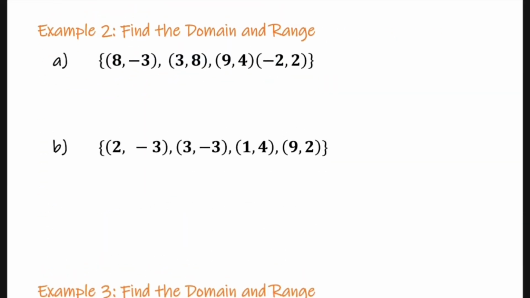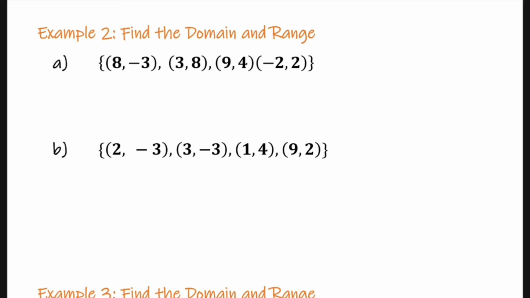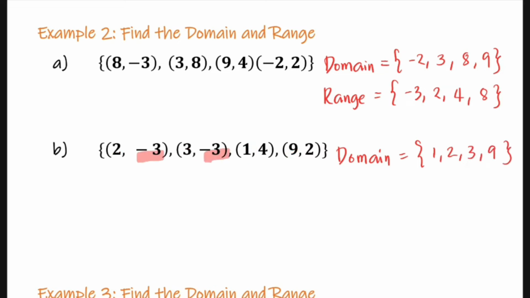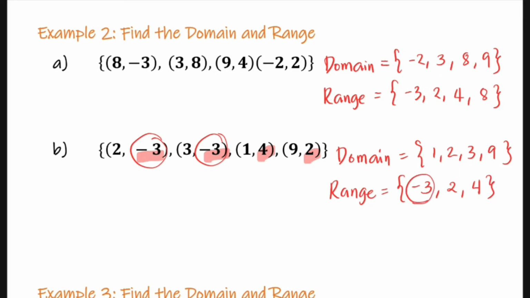Another example, we have here sets of ordered pairs. In the first set, the domain would be -2, 3, 8, and 9, and the range is -3, 2, 4, and 8. The next set, the domain would be 1, 2, 3, and 9, and the range would be -3, 2, and 4. If you notice, even if there are two -3 here, we only need to write -3 once because they are just the same value.